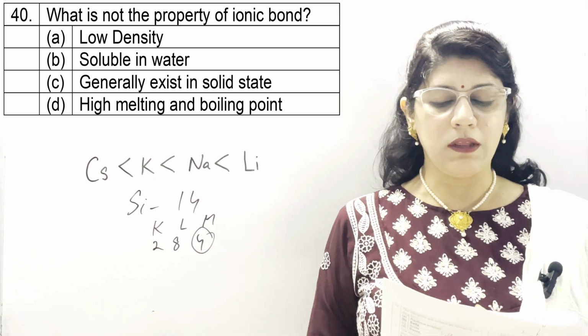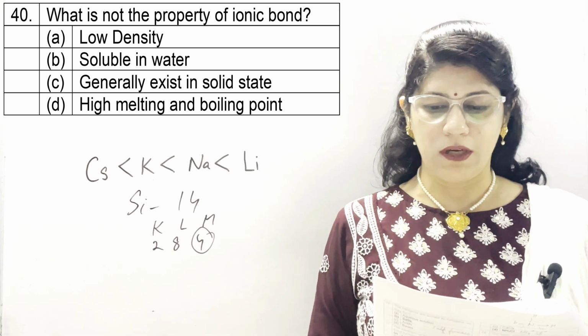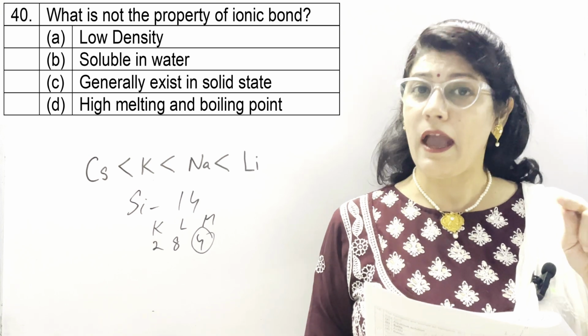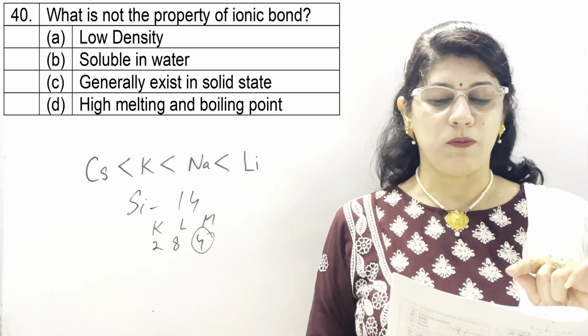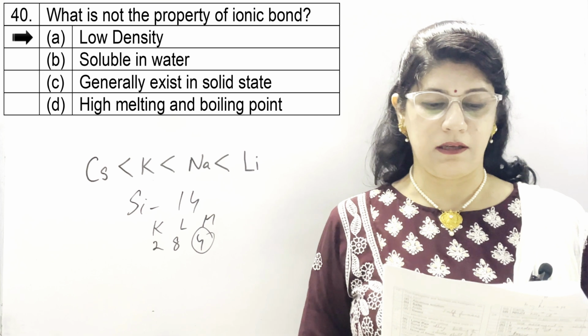So we know that all these are characteristics of ionic bonds: soluble in water, generally exist in solid state and high melting and boiling point. Ionic compounds are generally heavier than water, so they have high densities. It means the incorrect option is low density. So option number A is correct here.